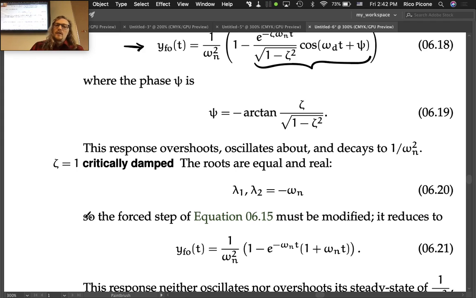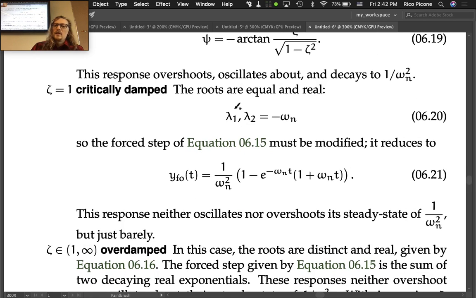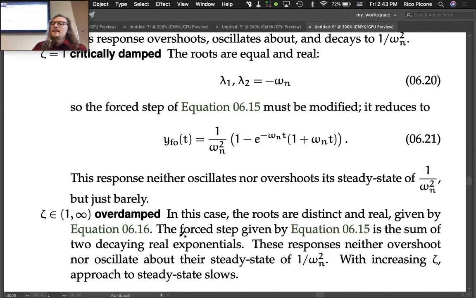Okay, so the next possibility is critically damped. This is the boundary value, right? So mathematically, we have to treat it a little bit differently, but the forced response solution ends up looking a lot like the free response solution, but once again, it's like a flipped version. Instead of starting at non-zero and going to 0, it starts off at 0 and goes to some non-zero value, 1 over omega n squared. So this neither oscillates nor overshoots its steady state value, but just barely, right?